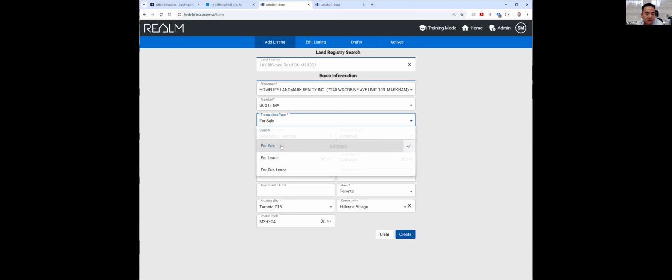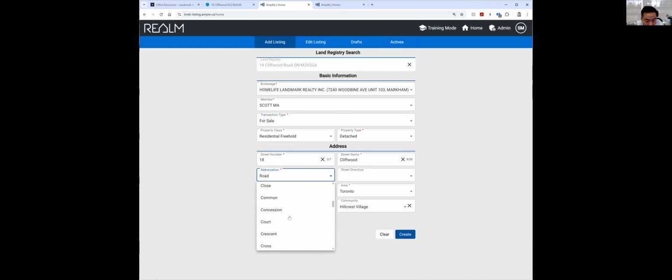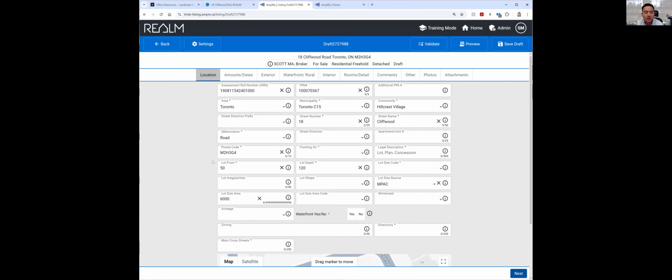Even if you want to practice, you just put your information here. I think Cliffwood is a road. I'm going to put a road. It's already there. And then we click create. And then you see here, it shows you the lot size based on MPAC and the lot size area.